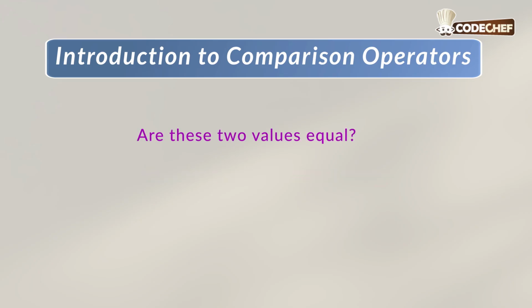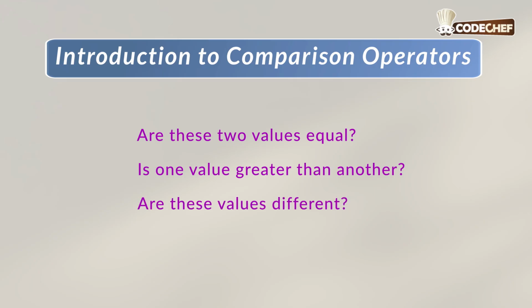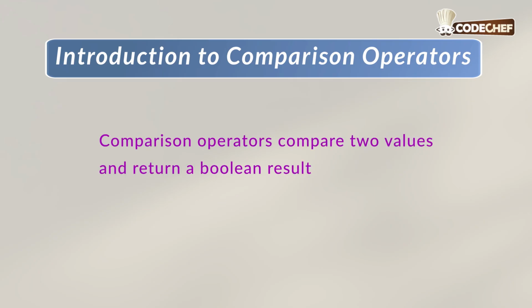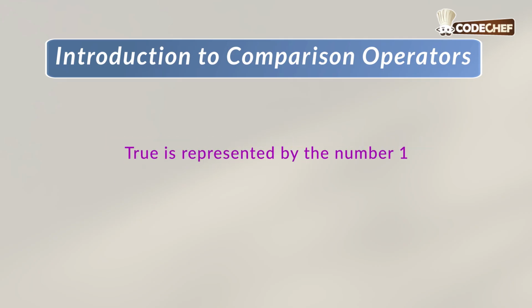Are these two values equal? Is one value greater than another? Are these values different? Comparison operators compare two values and return a Boolean result. True is represented by the number 1 and false is represented by the number 0.